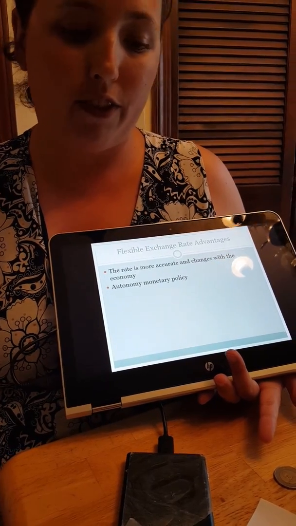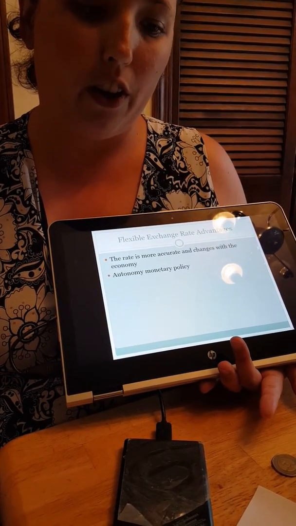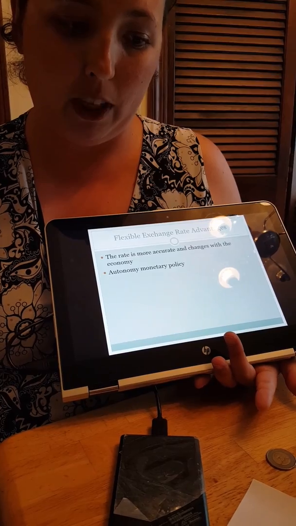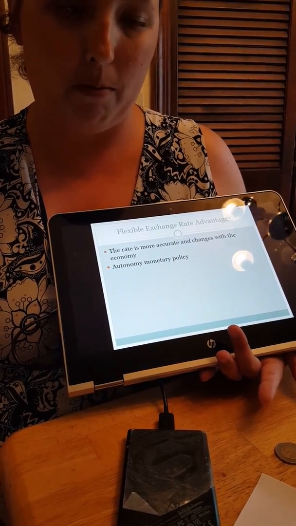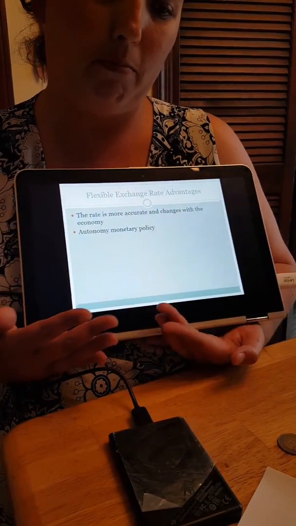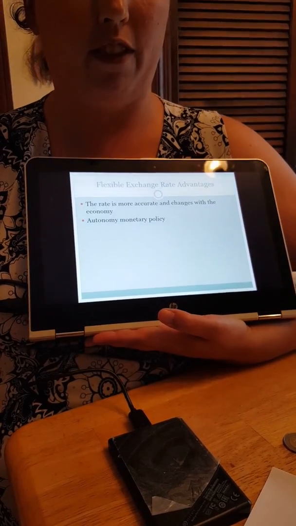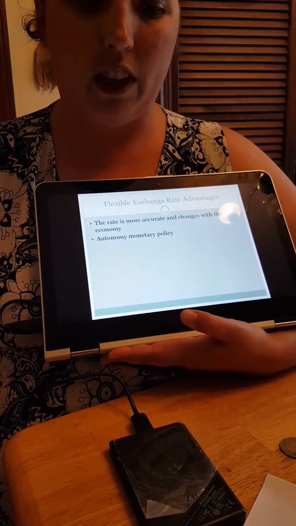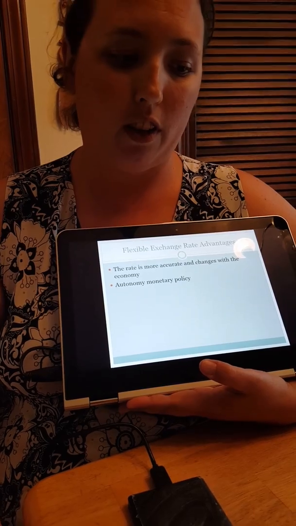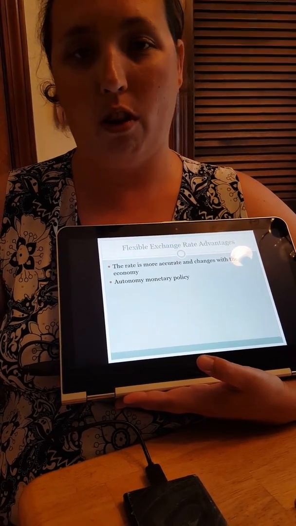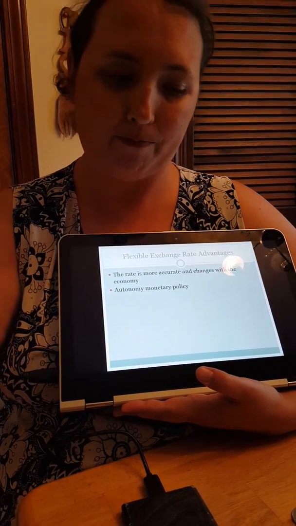The advantages of the flexible exchange rate system are the rate is more stable in the economy because they change in the direction of the economy. The country's money and overall economic growth affects the rate. Another advantage is countries can set up an autonomous policy to help control inflation and output.